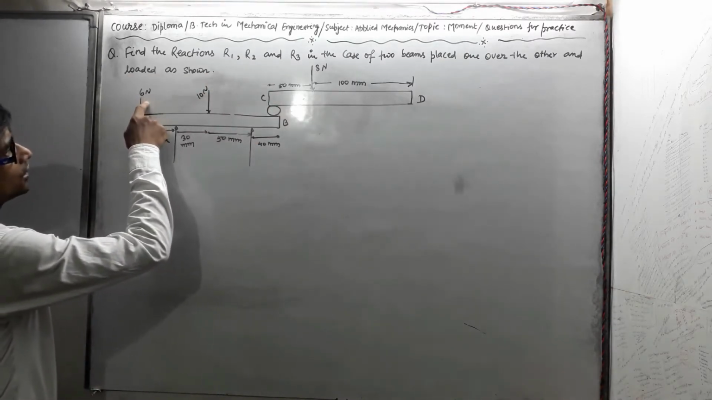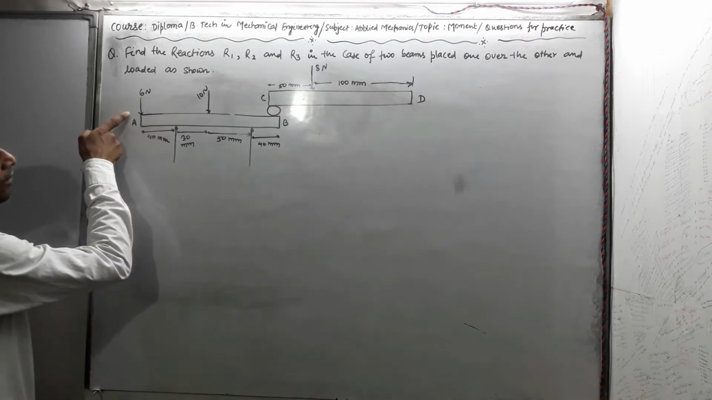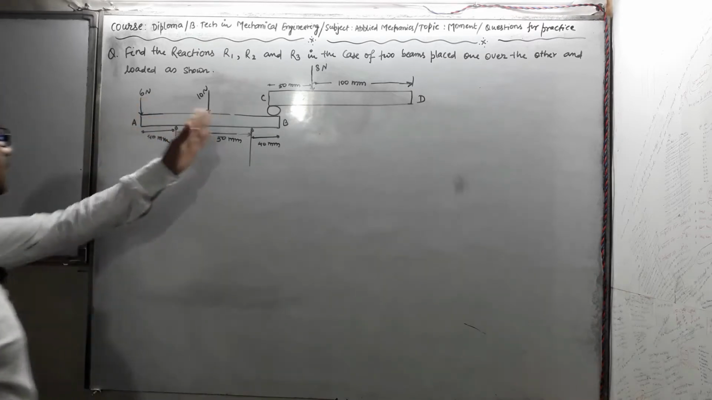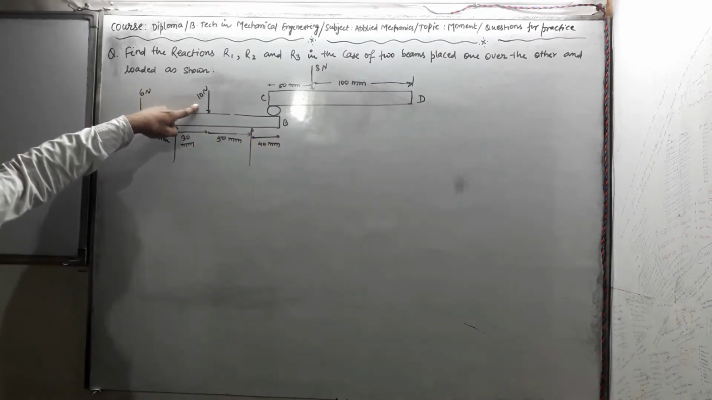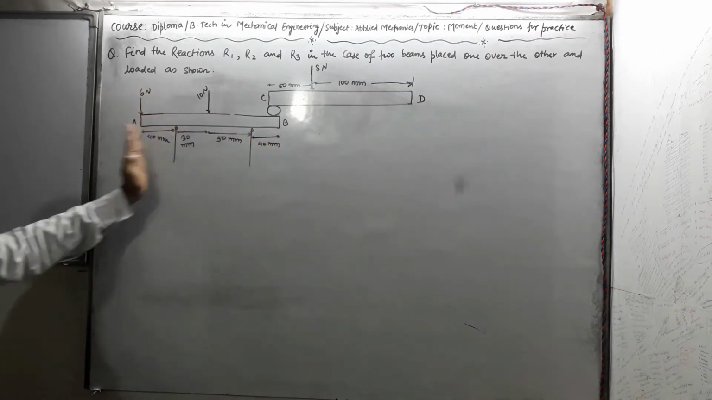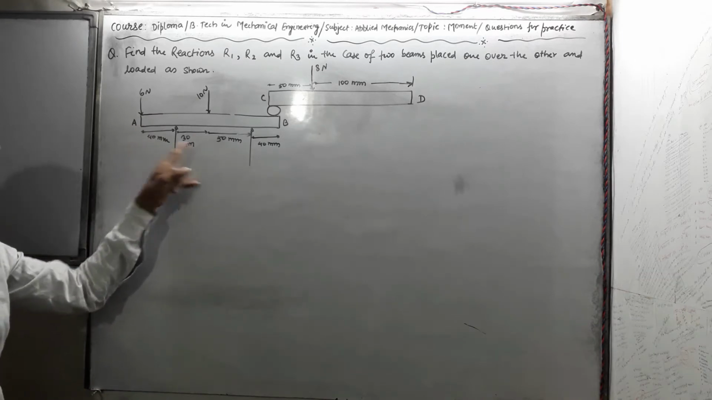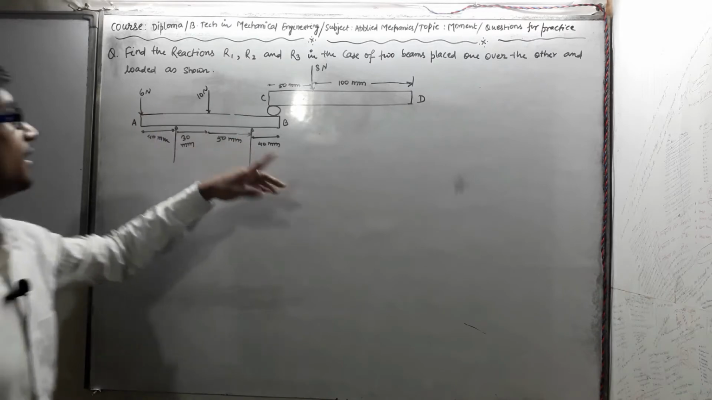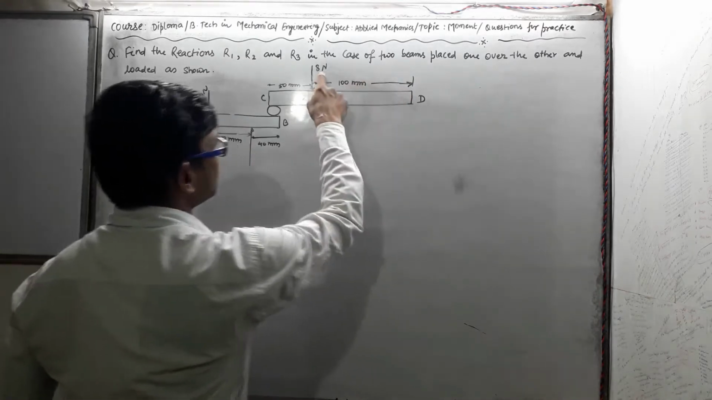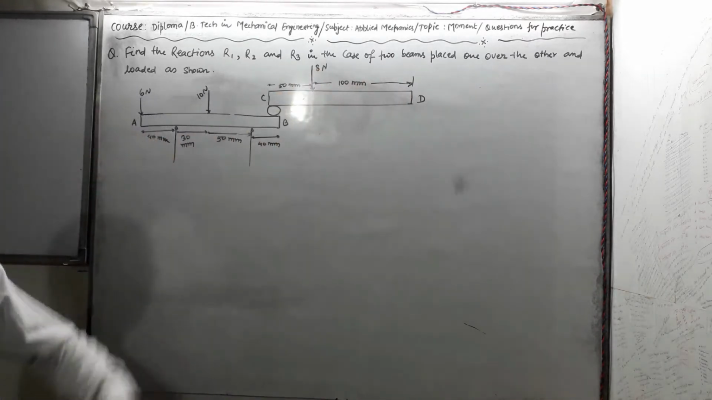One force, one load is 6 Newton, acting at point A at the extreme end of this beam AB. Another point load is acting whose magnitude is 10 Newton at a distance of 40 plus 30, that is 70 mm from the leftmost end. One more point load is acting whose magnitude is 8 Newton, as shown in the figure.